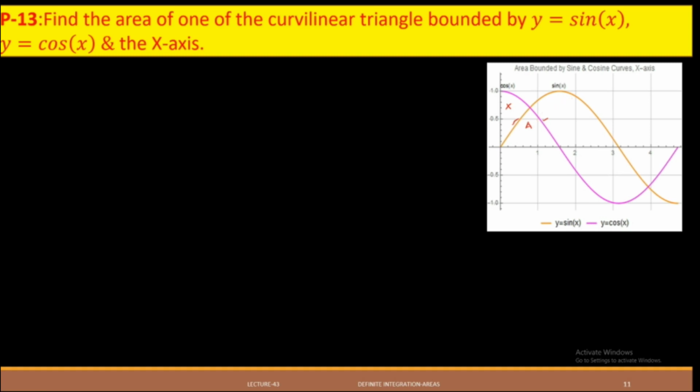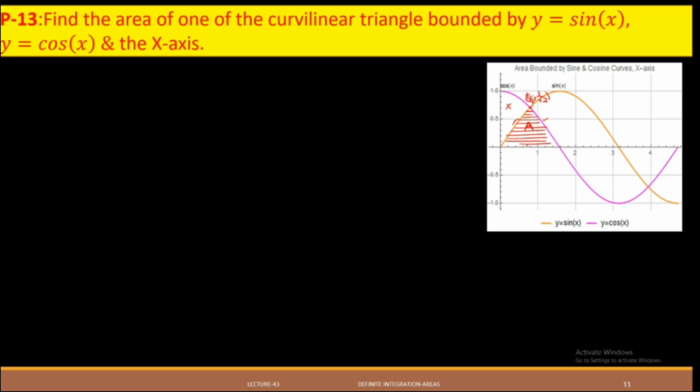Now you need to find out this point of intersection also. Of course, you know sin x and cos x intersect at pi by 4 in the first quadrant, so it is pi by 4 comma 1 by root 2. Now this is the area that we need to find out. So how do I find out this area?